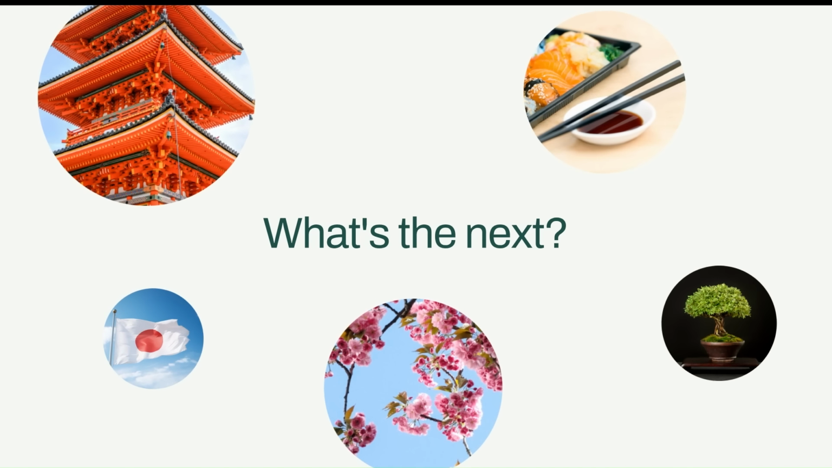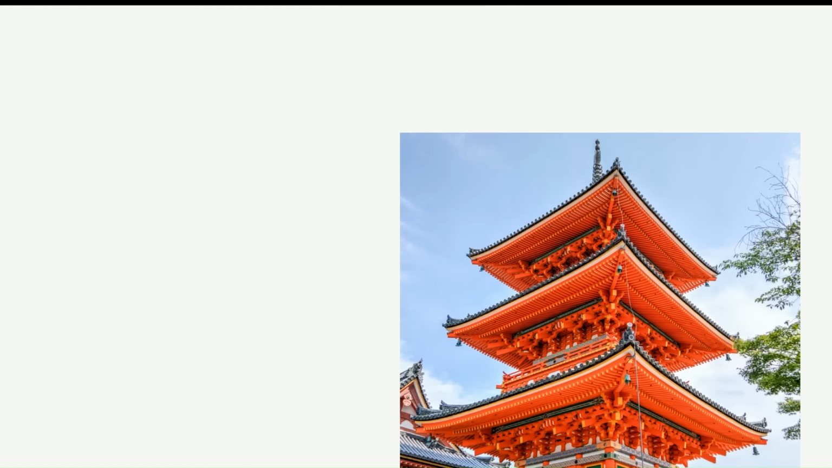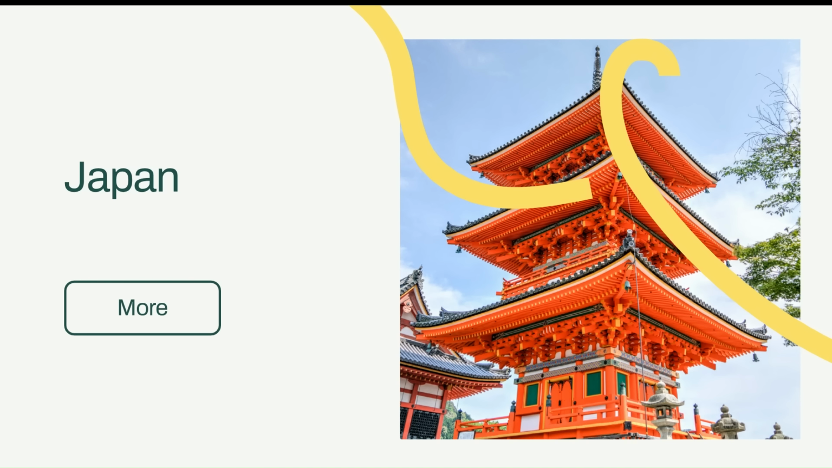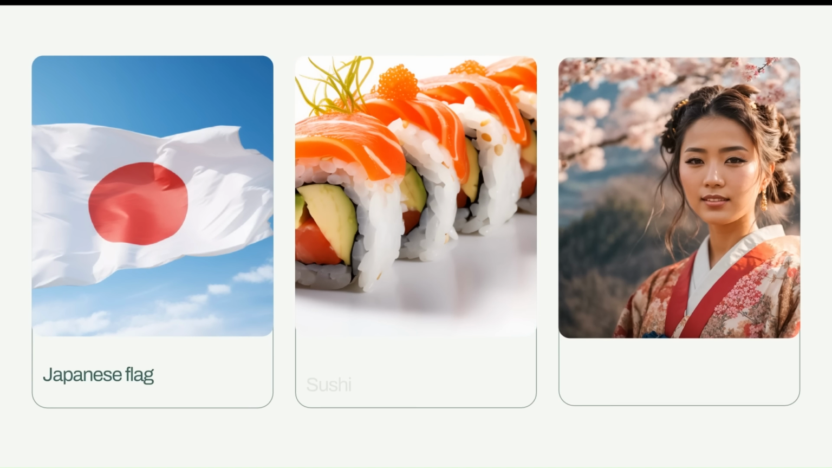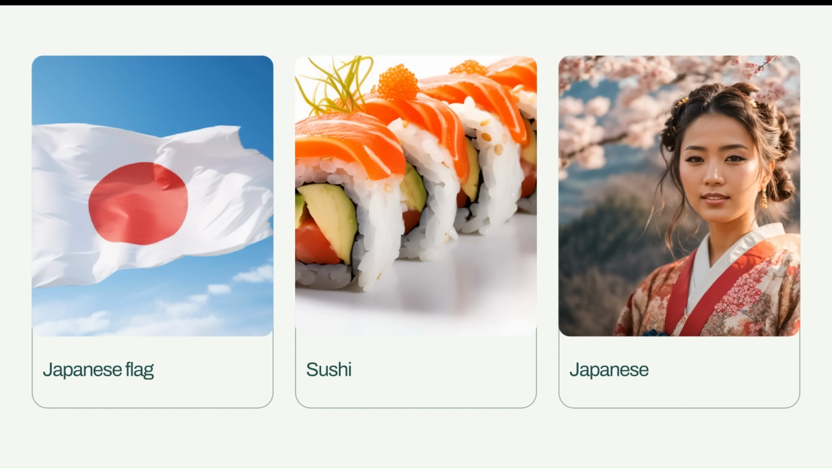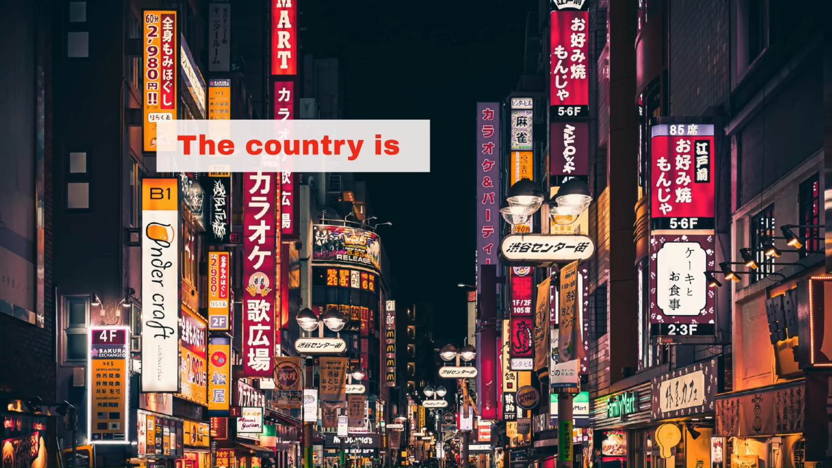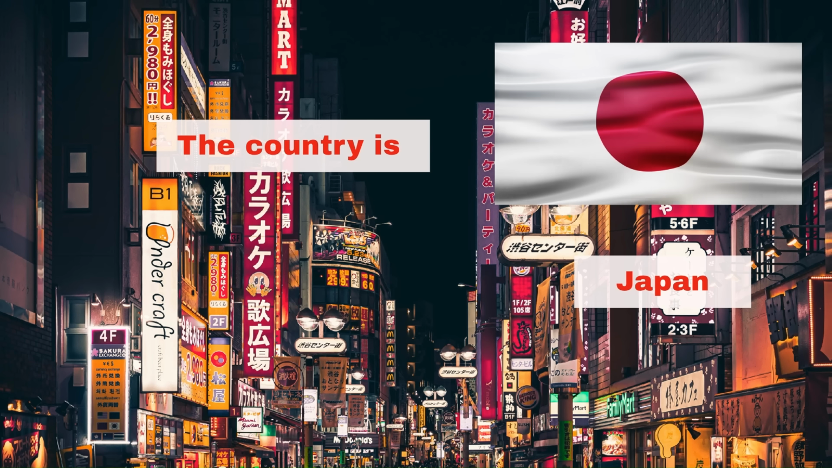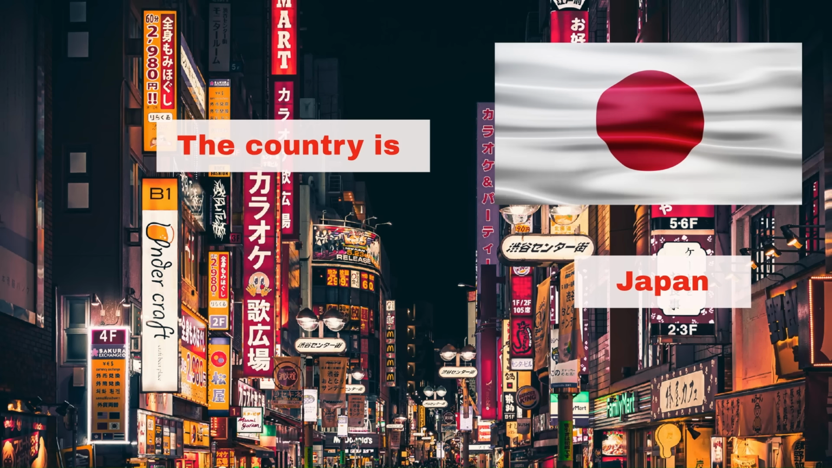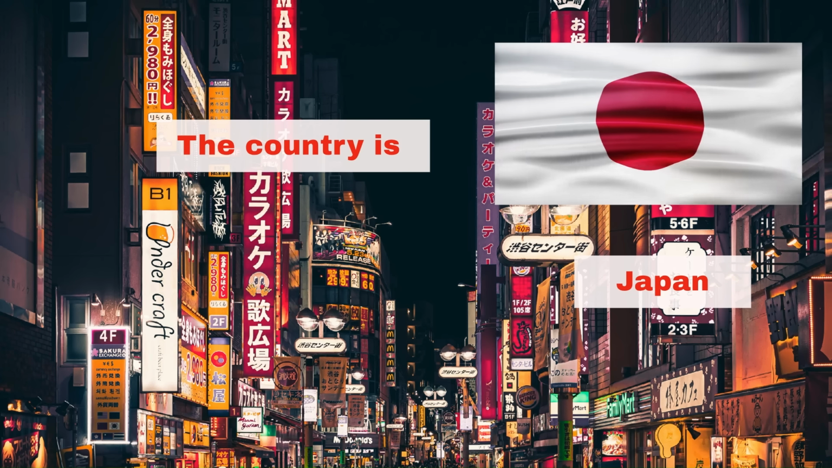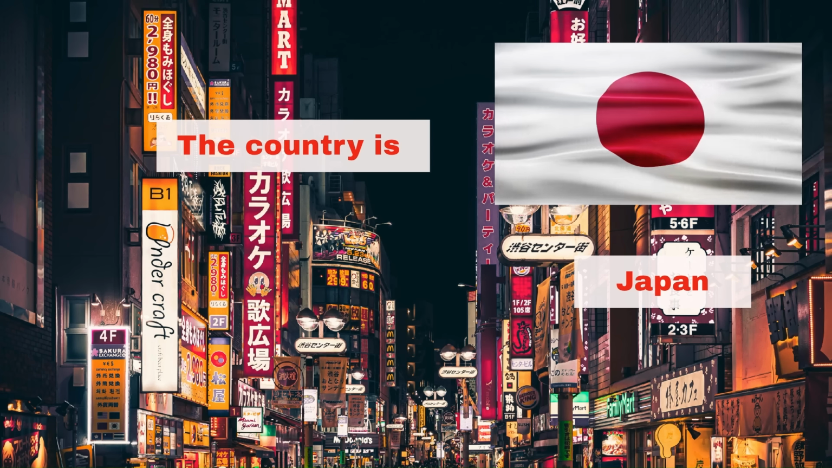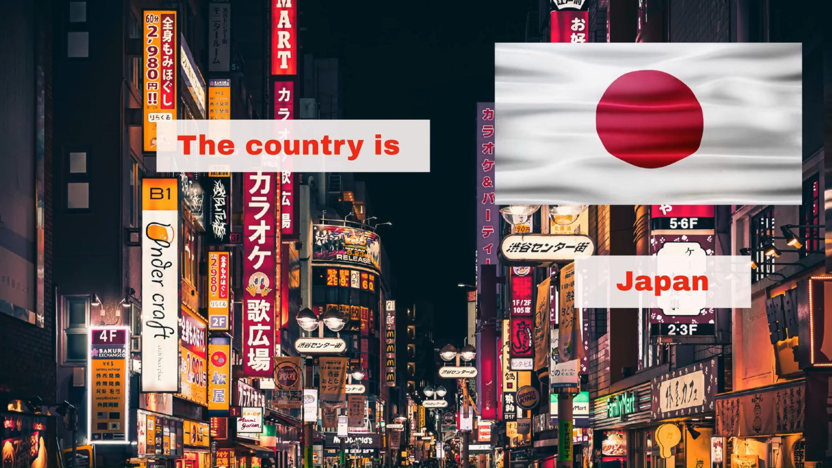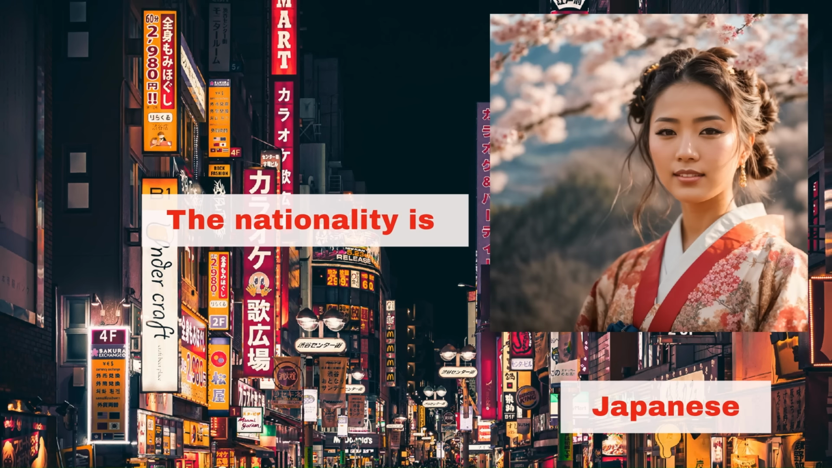What's the next? Japan. The country is Japan. The Japanese flag is red and white. Japan. The nationality is Japanese.